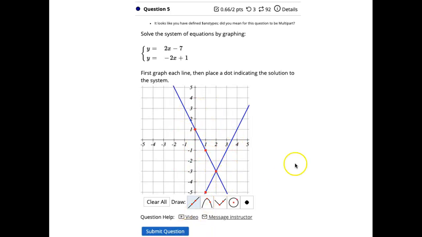If you hit submit right now, it'll say that it's incorrect. That's because we still need to do the part where it says place a dot indicating the solution. So I need to click on this little point tool, that little dot right there. Notice how my red dots went away now, where I had my points. Now I'm just going to put the dot here where those two lines are intersecting each other, because that is my solution to the system, just the point in which they intersect.